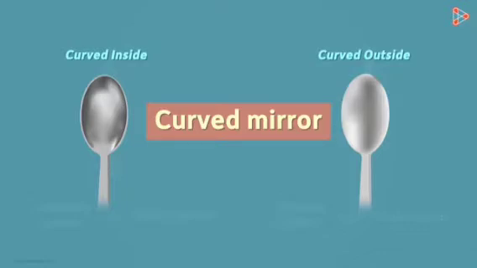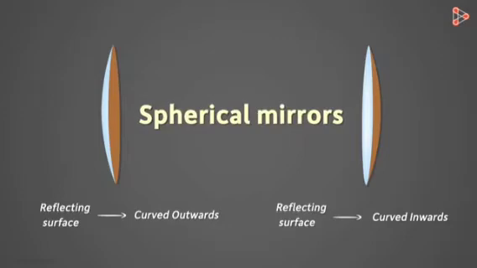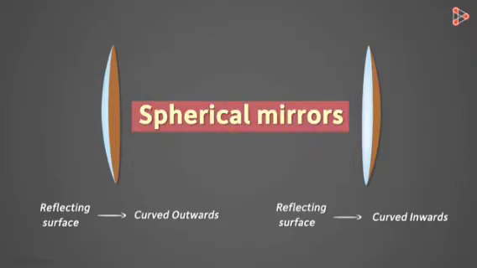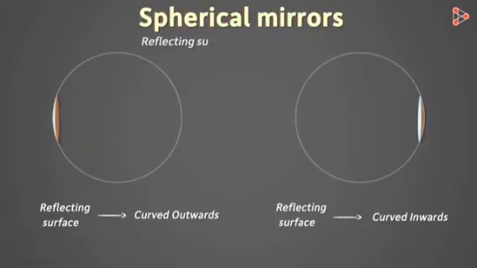Now the specific types of curved mirrors that we are interested in are called spherical mirrors. In fact, these two mirrors are spherical. Well, they look nothing like a sphere. But then why are they called so? They are called spherical mirrors because their reflecting surface is a part of a sphere. You can clearly see that the reflecting surfaces of both the mirrors form part of a sphere.